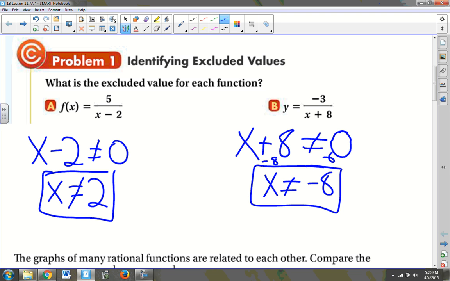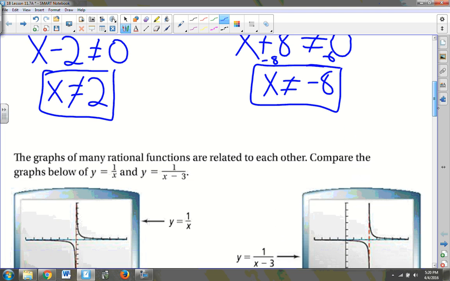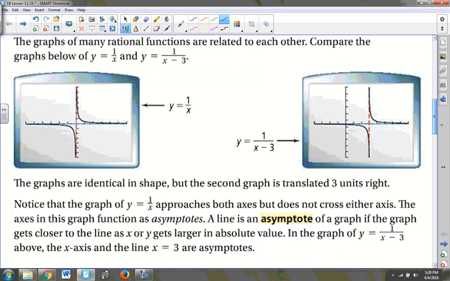Okay, so we have these values that make these functions undefined. They make them an error. They make us not be able to do that. And those excluded values actually turn into what are called asymptotes. That's what we're going to talk about now for the remainder of this video, asymptotes of certain functions.